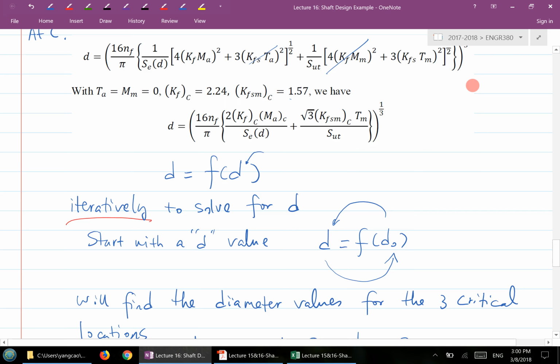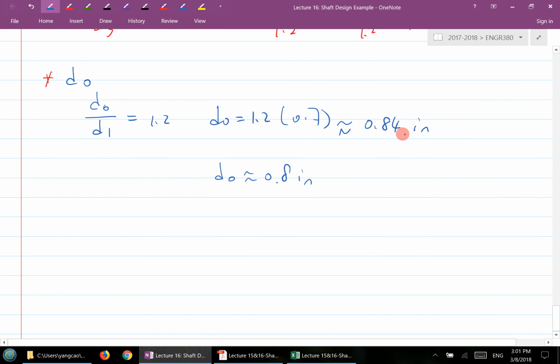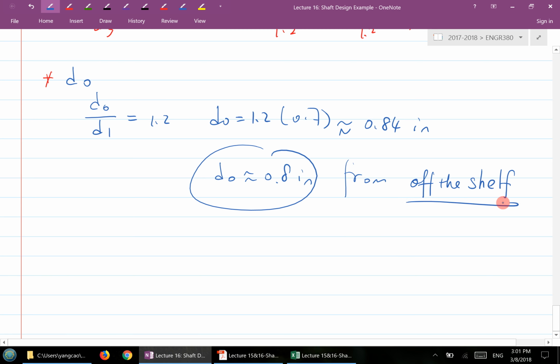That original size needs to be off the shelf, so slightly smaller than this 0.8 should be okay. This is basically from commercial, off-the-shelf stock. So that is the D naught value.